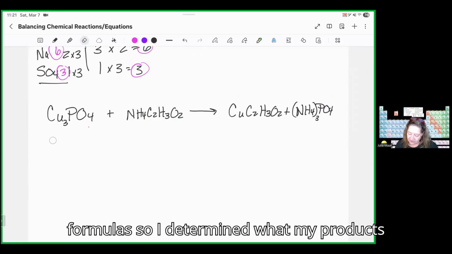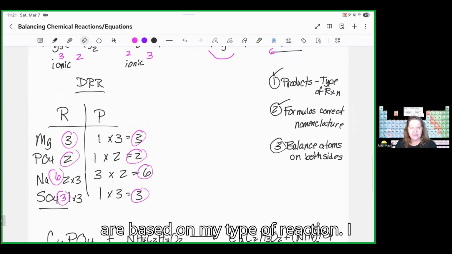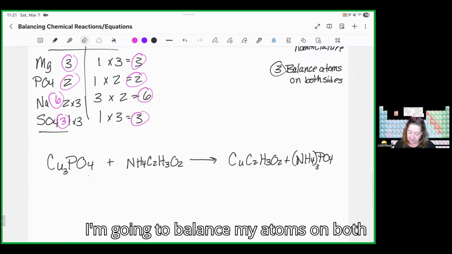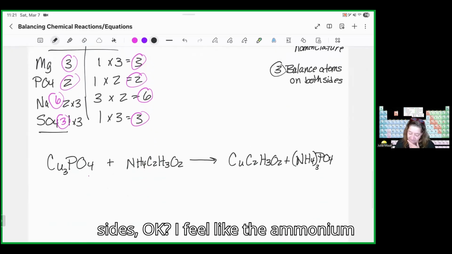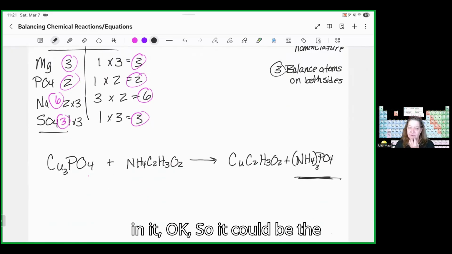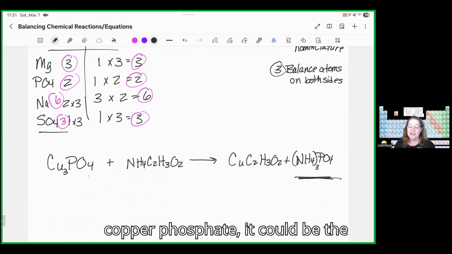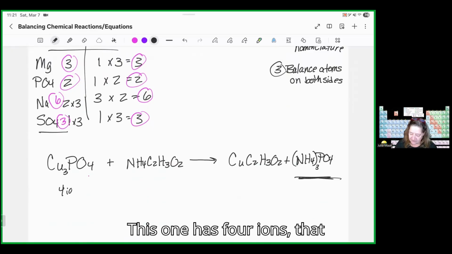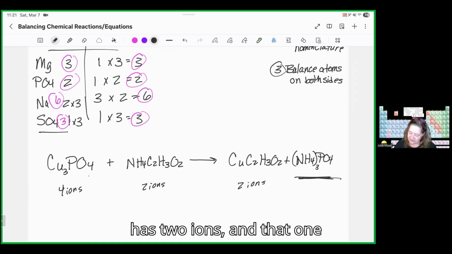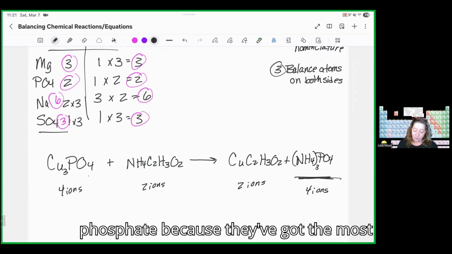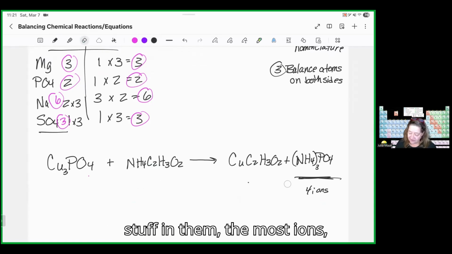So now that I have my correct formulas, I determined what my products are based on my type of reaction. I made sure my formulas were correct. Now I'm going to balance my atoms on both sides. I feel like the ammonium phosphate in this case has the most stuff in it. It could be the copper phosphate, it could be the ammonium phosphate. Either way, right? This one has 4 ions. That one has 2 ions. That one has 2 ions. And that one has 4 ions. So I'm going to start with the ammonium phosphate because he's got the most stuff in him, the most ions.